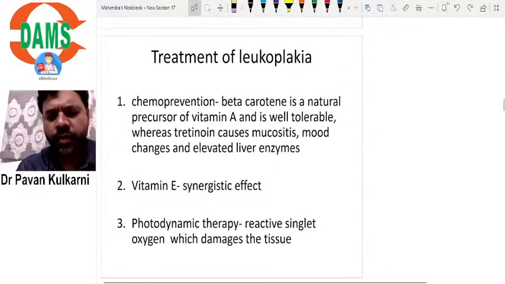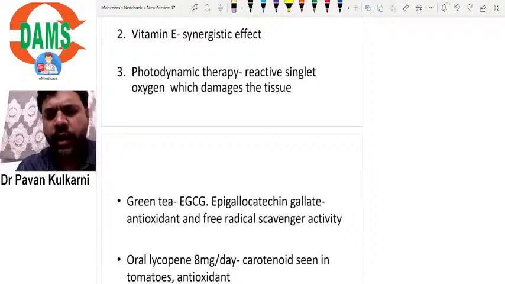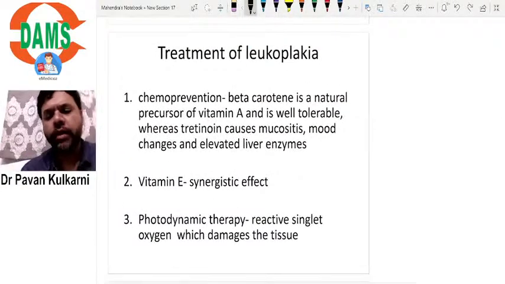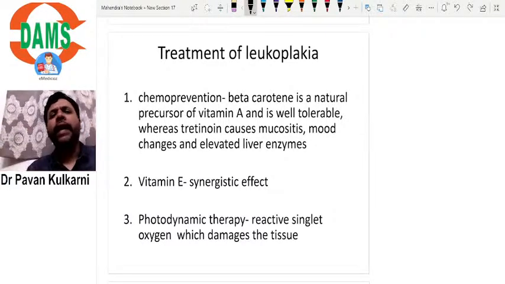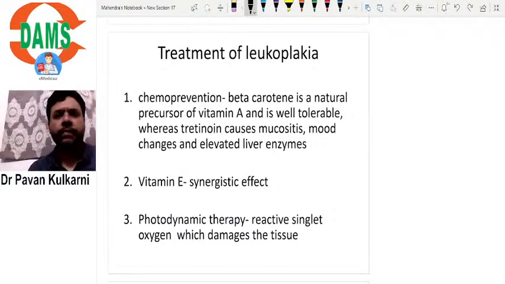Now we'll just finish off this with the treatment part. What is the treatment of leukoplakia? Obviously, the most important goal of treating a leukoplakia is chemoprevention. What do you mean by chemoprevention? We want to prevent the leukoplakia from getting converted into cancer.